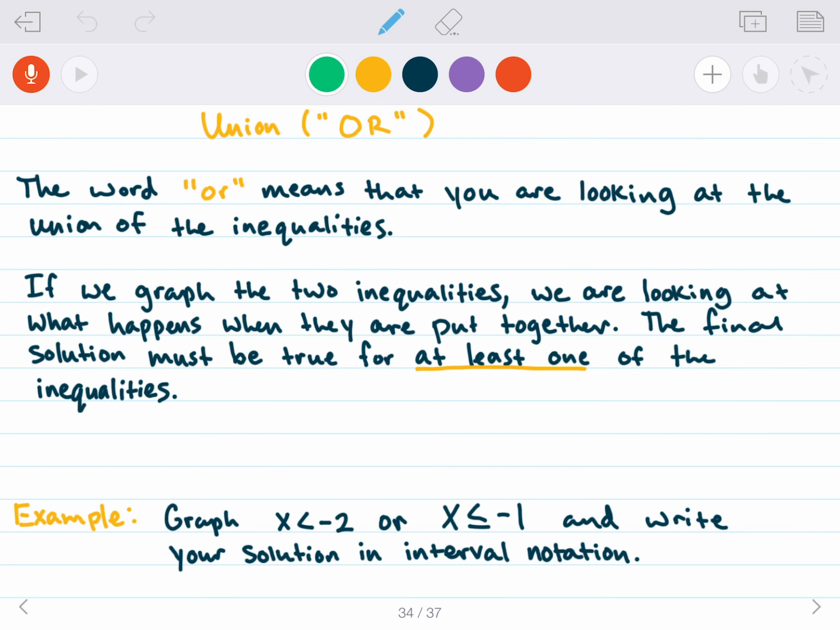Okay, so we talked about and, now let's talk about the word or. The word or means that you're looking at the union of the inequalities. So if we graph the two inequalities, we're looking at what happens when they're put together, and the final solution must be true for at least one of the inequalities. For and, both inequalities had to hold, but for or, only one has to hold. Okay, so let's look at an example.